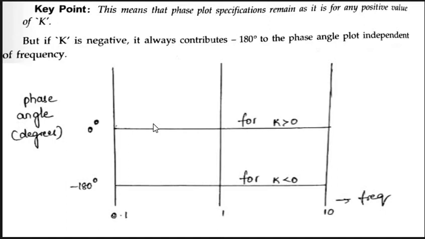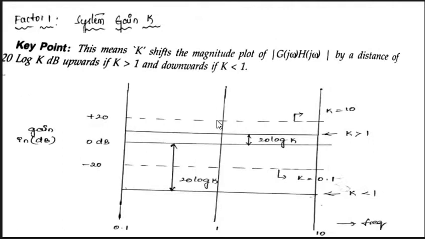Combining the magnitude and phase plot is nothing but the Bode plot. So the Bode plot for the given system g of s into h of s equal to k is: if k value is greater than 1, the magnitude plot is drawn at 20 log k above the 0 dB line. If k value is less than 1, the magnitude plot is drawn at 20 log k below the 0 dB line. That is the magnitude plot.